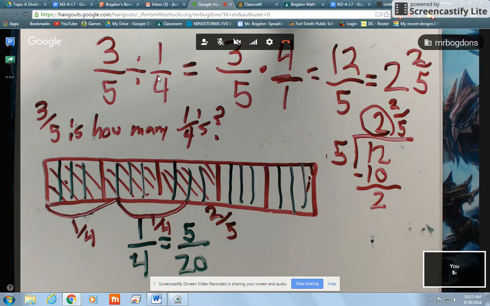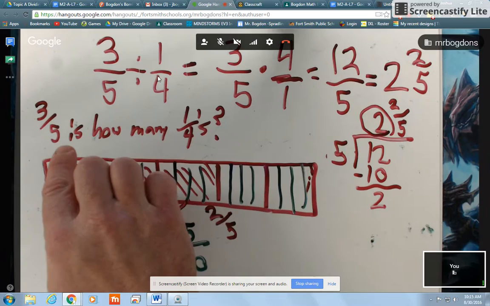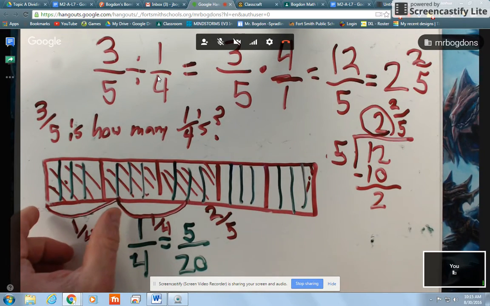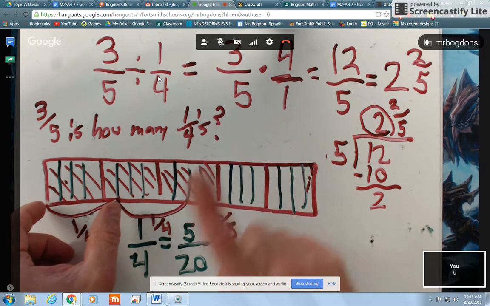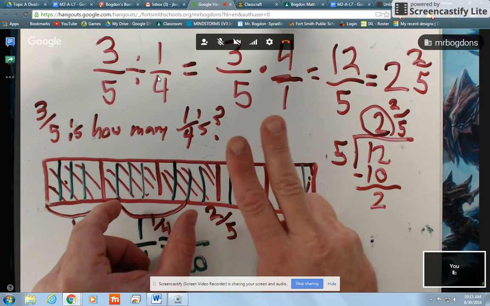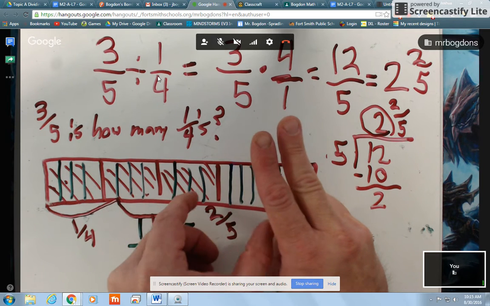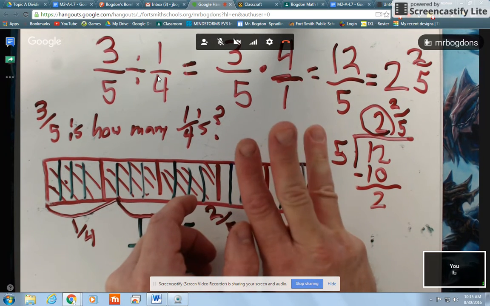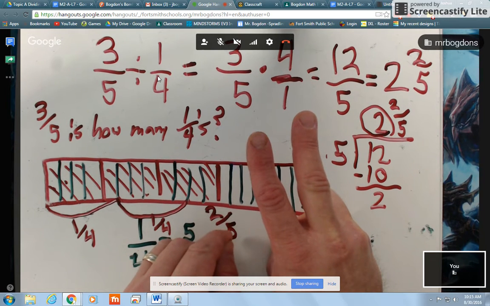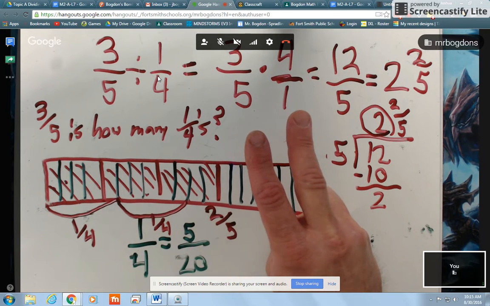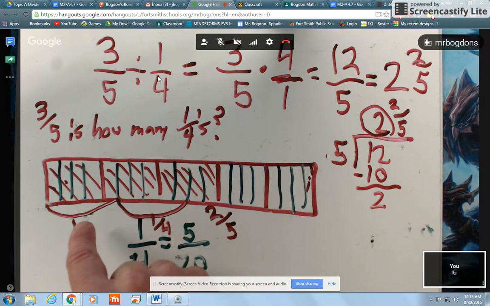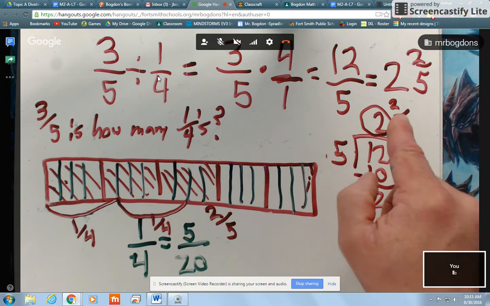So let's go back. Let's make this make sense. 3 fifths is how many 1/4ths? From here to here is 1/4, right? Yeah. So that's 1. From here to here is 1/4, right? Yeah. So that's 2. From here to here is not quite another group. I can't make it to 3. So I can't show 3, but I have 2 out of the 5. To show 2 out of the 5, I can just write the fraction 2 fifths. So this is how I can see my answer is 2 and 2 fifths.